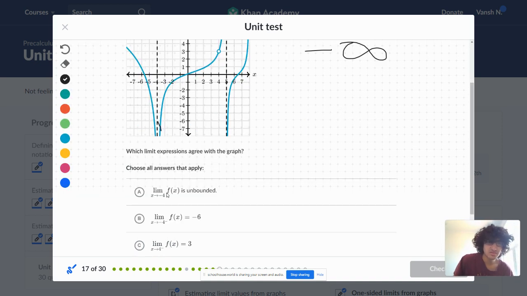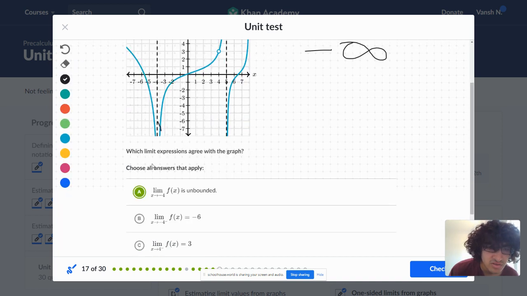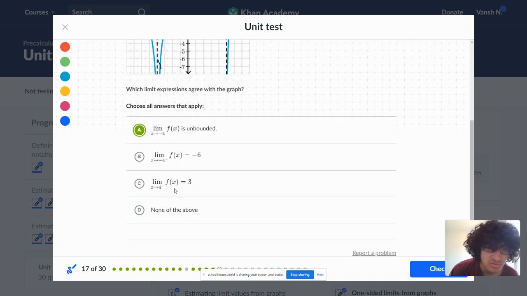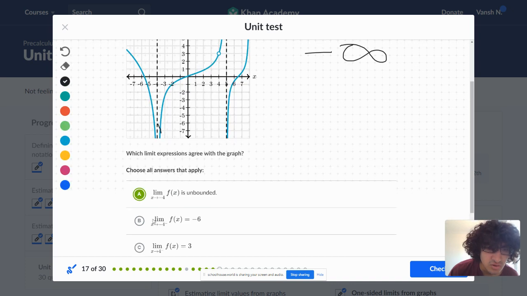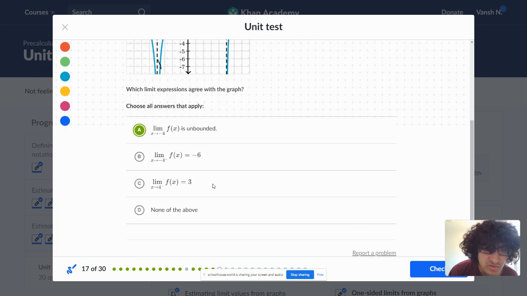Is there anything else? Okay, x equals -4 from the left. No, that's not right, because I said it's approaching negative infinity. And then this one doesn't make much sense. Again, no, that's actually 4 plus. No, never mind, that's positive 4. So let's see. Positive 4 from the left is approaching 3, so that looks like it's correct.